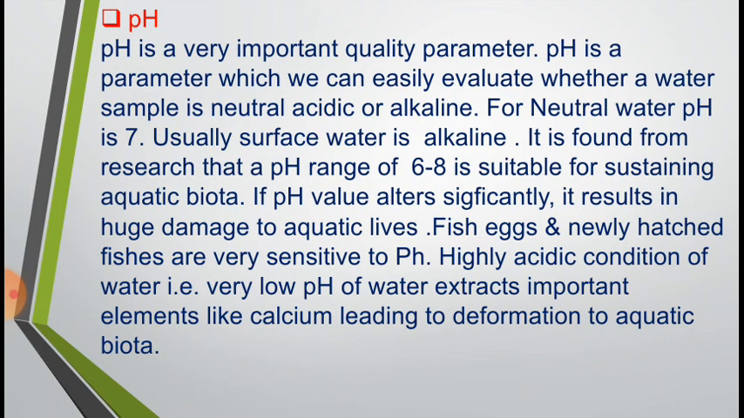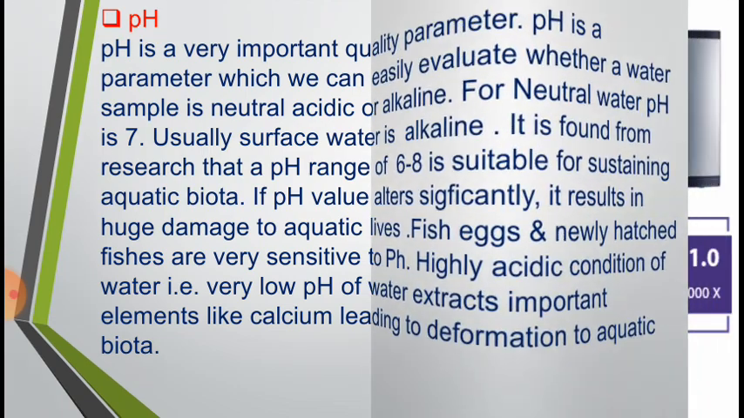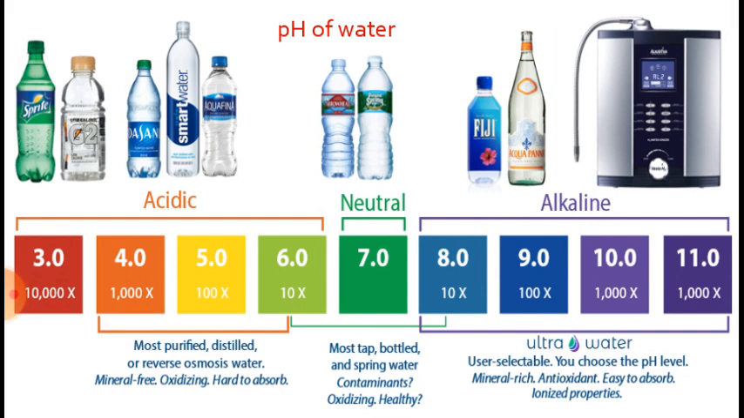Fish eggs and newly hatched fishes are very sensitive to pH. Highly acidic condition of water, for example very low pH of water, extracts important elements like calcium, leading to deformation of aquatic biota. There we can see a picture: a neutral pH 7, that is distilled water, and acidic and alkaline.